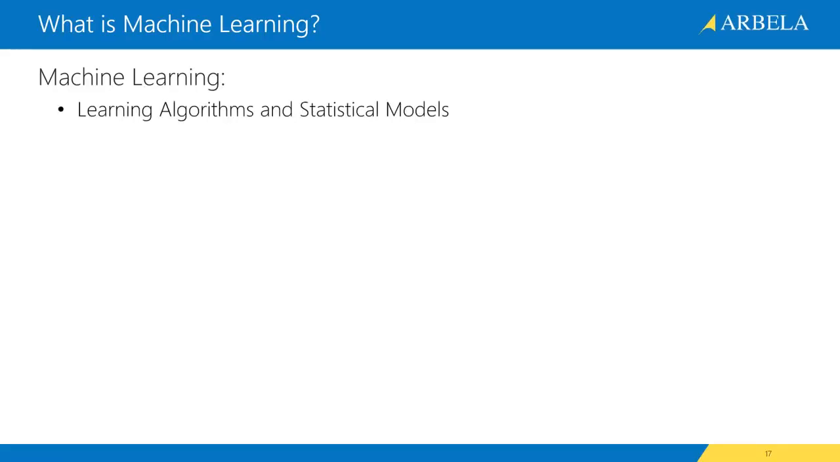So what is machine learning? Machine learning is about leveraging what we call learning algorithms and statistical models and using computers to help us iterate through those things very quickly in order to solve real-world problems, business problems, and that sort of thing without giving the computer explicit instructions.